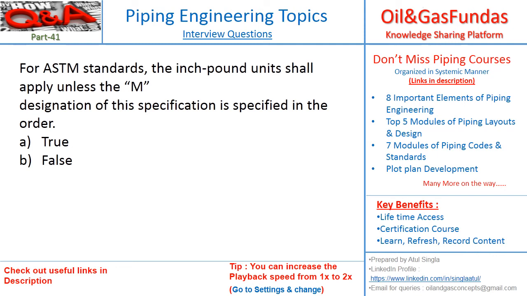For ASTM standard, the inch pound unit shall apply unless the M designation of this specification is specified in the order. Is it true or false? So this is true. Until the purchaser mentions M in the purchase order, the manufacturer will consider it as inch pound. There are two systems, metric or inch pound unit system. Until it is mentioned in the purchase order, inch pound is the default one. So the statement is true.